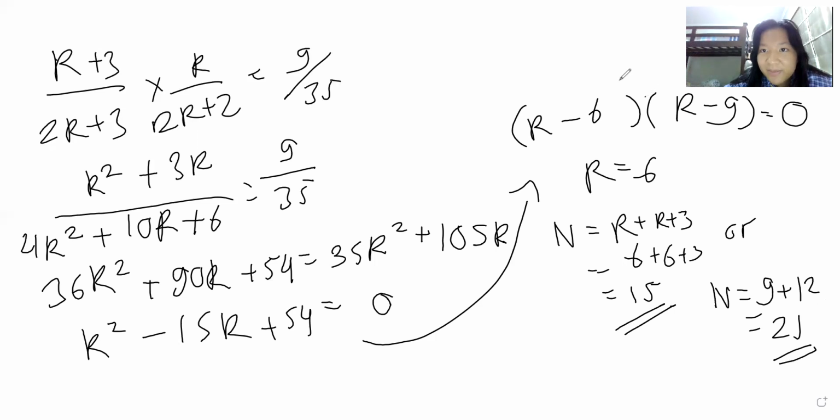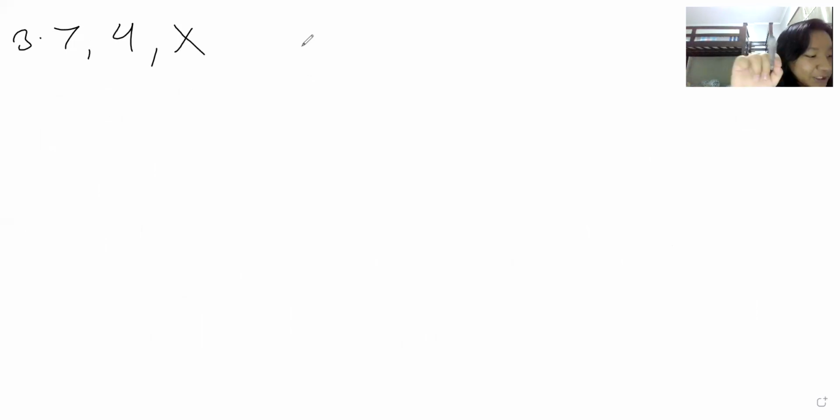I hope it's clear for number 2, and let's move on to the last question. I believe this one is the most complicated out of the two. Okay, for number 3, there are 7 silver coins, 4 gold, and X copper. We don't know how many copper coins there are. Of course, again, two coins are picked at random, no repetition.